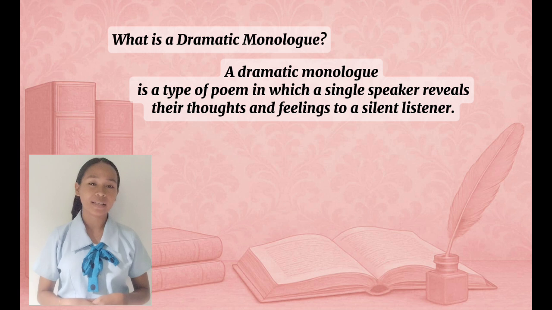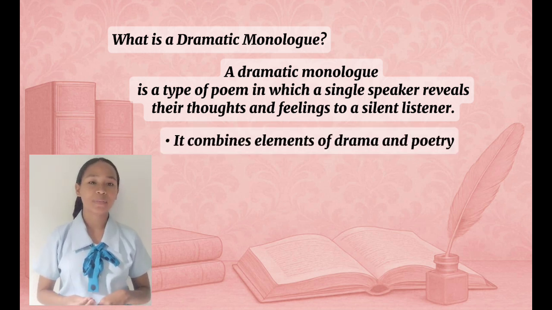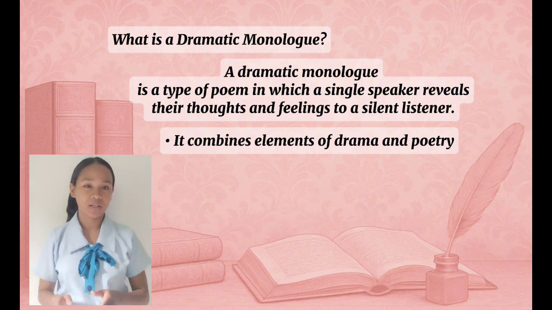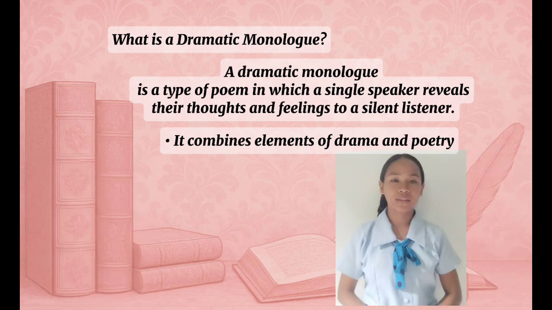So we have here three bullets. The first one is that it combines elements of drama and poetry. Which means the poem feels like a scene from a play or a drama, with the character speaking directly. At the same time, it uses the rhythm, language, and style of poetry.